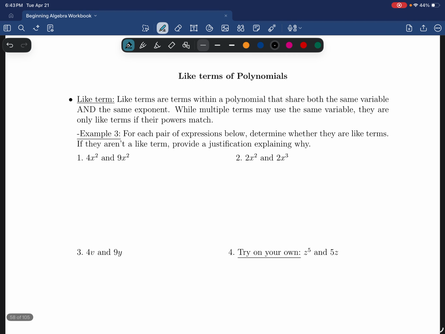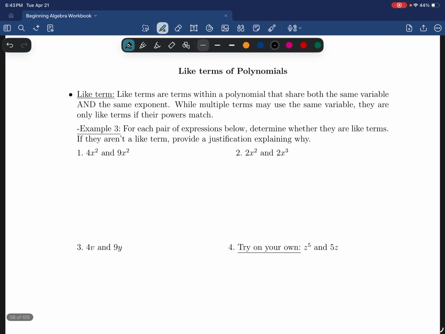Alrighty, so the last thing we're going to talk about here is what exactly is a like term. So we've seen what a like term is before in linear equations, but sometimes when we introduce this idea of polynomials, it can be confusing for students. So I'd just like to have this here just to make sure that we're all on the same page.